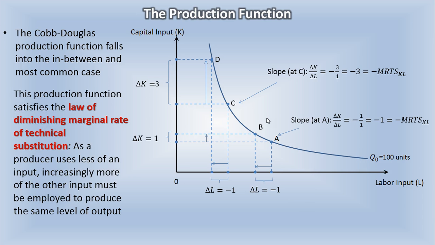So this production function satisfies the law of diminishing marginal rate of technical substitution. As a producer uses less of an input, increasingly more of the other input must be employed to produce the same level of output. All right, so that's the isoquant portion of the model. Basically, again, establishing the rate at which you can substitute the two inputs into production to maintain the same level of output.